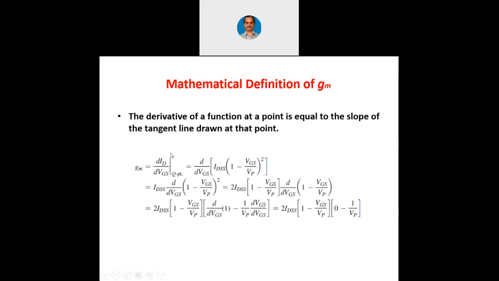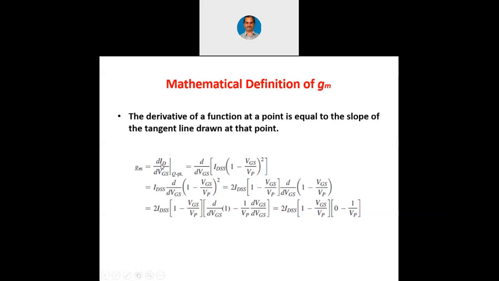Now, GM is, instead of delta ID by delta VGS, let us write it as dID by dVGS. Differentiation of drain current with respect to VGS, or the rate of change of drain current with respect to VGS. Now, it is especially with respect to the Q point. We are not interested in finding the transconductance at the far ends of the transfer curve. We want to find the transconductance at the middle of the transfer curve, because that is where you are operating the switch. So, it is at the Q point.